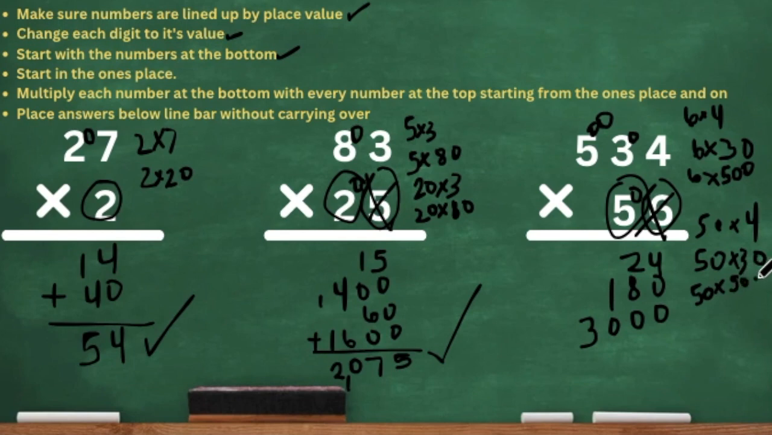So 50 times the 4 is 200. Okay. And then the 50 times the 30 is 1,500. All right, there we go. And then the 50 times the 500, which is 25,000, right? 25,000, yeah, 25,000. So I'm going to put my 5 and then put my 2. So I'm going to go ahead and add it.